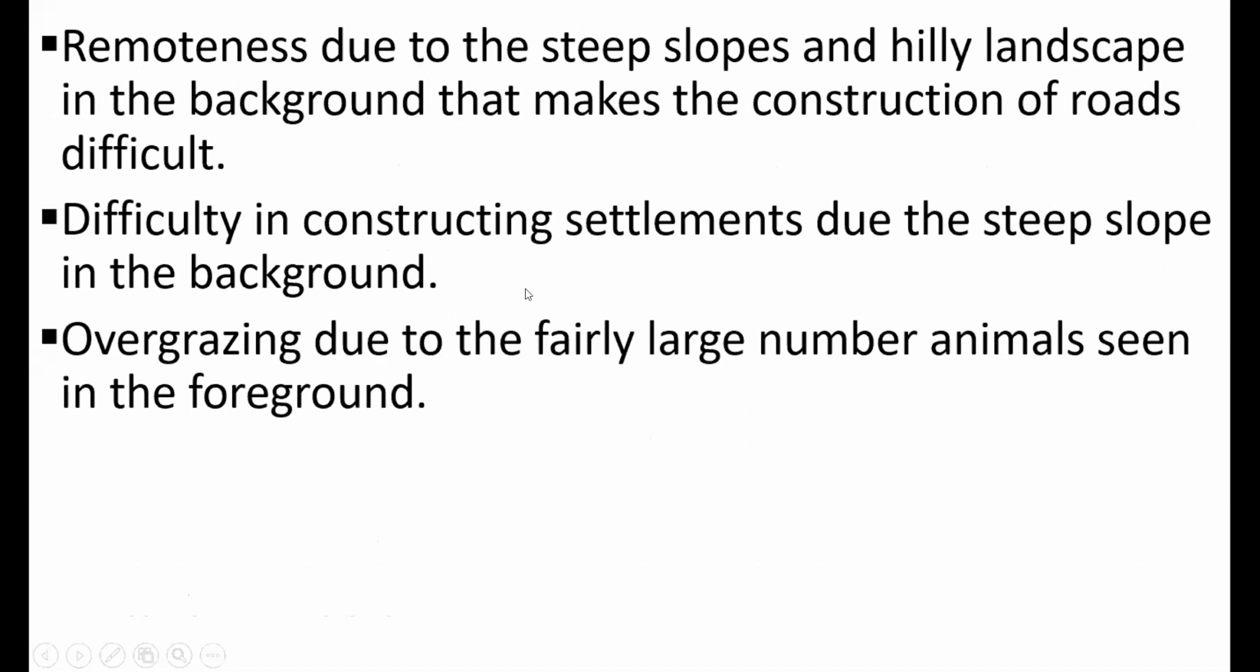Okay, so overgrazing due to a fairly large number of animals as seen there. So those are some of the problems that can be seen or deduced from the area shown in the photograph.